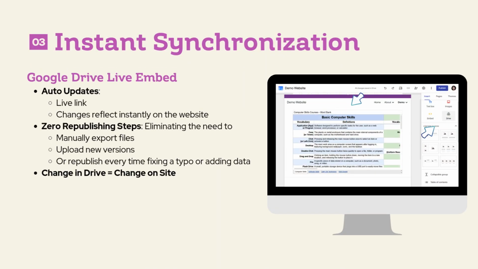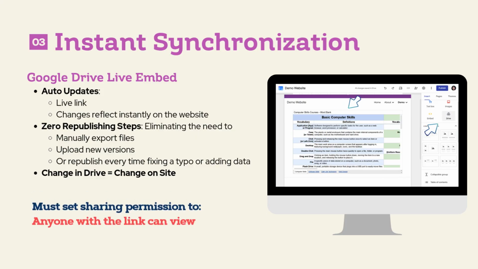Instant synchronization, or live embedding, is like the magic behind the scenes. After embedding a file directly from your Google Drive onto your site, you are creating a live link with the benefit of auto updates. If you spot a typo in the document or want to add a new resource to a slide deck, you simply update that file inside your Google Drive. Those changes reflect instantly on your live website. This cuts out the republishing steps. You completely eliminate the tedious workflow of manually exporting files, uploading new versions, or having to hit the publish button in Google Sites every single time you make a minor update to that file.